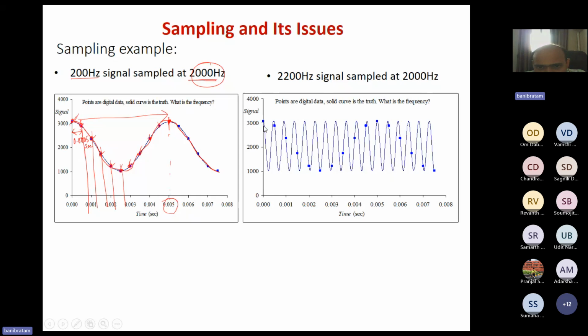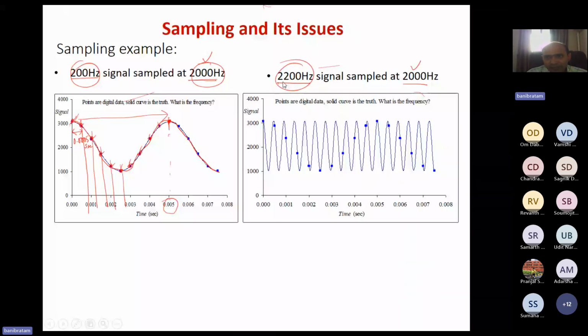Now let us take the second case. In the second case, the solid curve corresponds to a signal whose frequency is 2200 hertz. Now this 2200 hertz signal I am sampling at 2000 hertz. My sampling frequency is the same. Here also 2000, here also 2000. But in the first case, my original signal frequency is 200, and in this case, my original signal frequency is 2200.